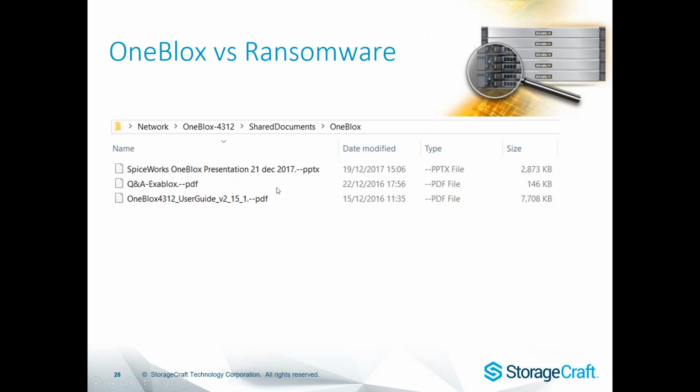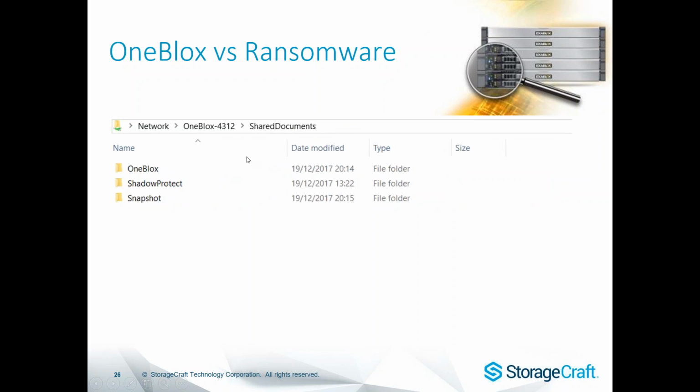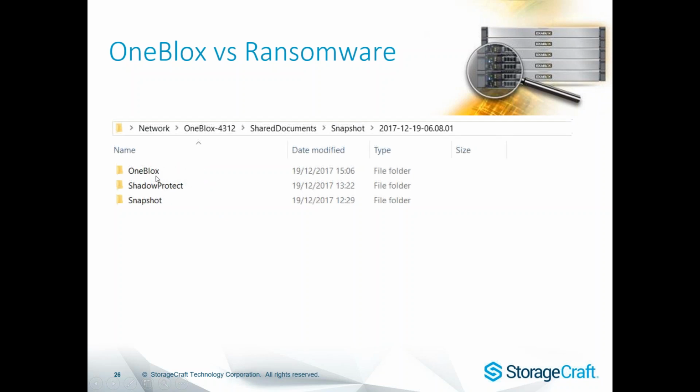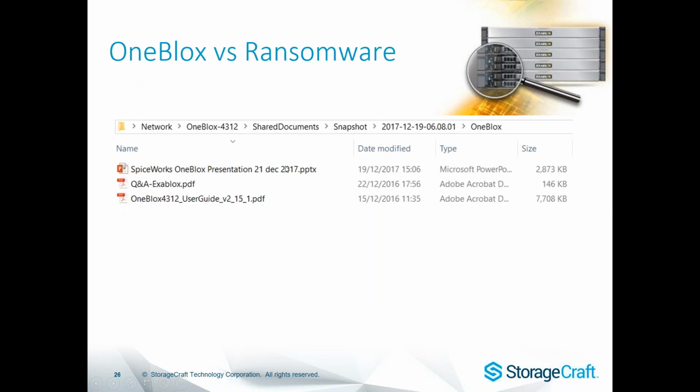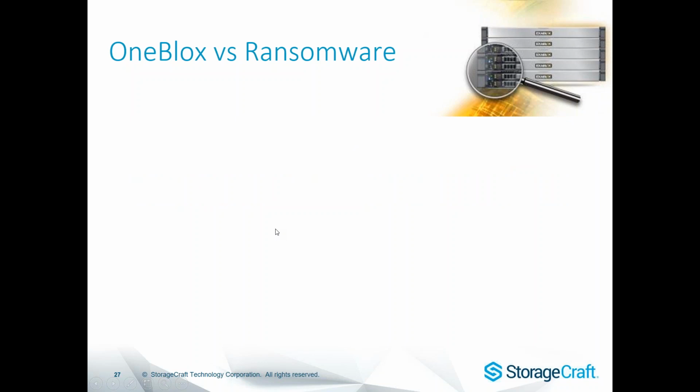What I can do with Oneblox is very easily go back to a previous point in time. In my shared documents, I can find a snapshots folder, and I can browse through my snapshots. I can select the snapshot that was closest to the point before I was infected. So I just pick any recovery point before the infection. Then again, I see my Oneblox folder, and in it, I can actually see my documents. So you can have access to your data literally within seconds without having to do any recovery. You just go to that folder just before the infection, and then you can access your data.